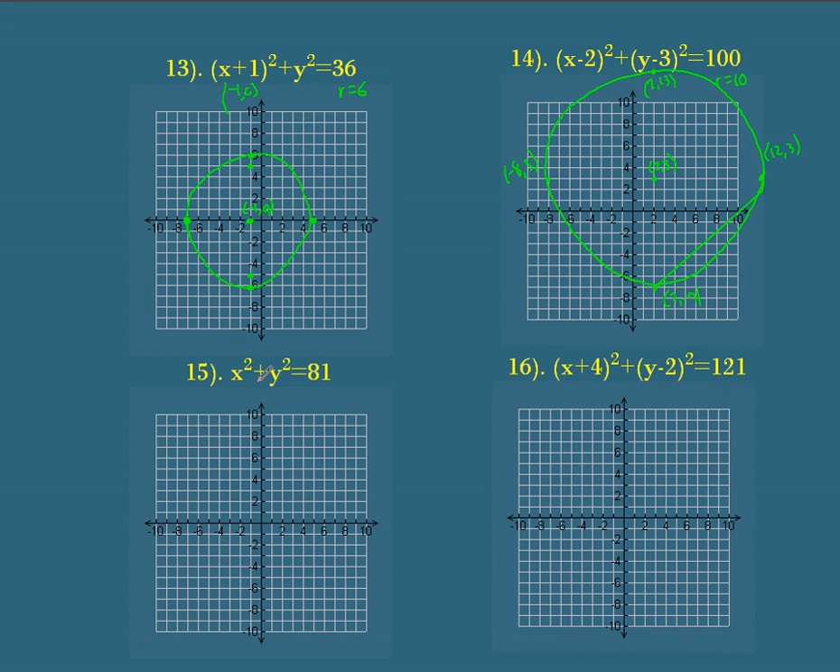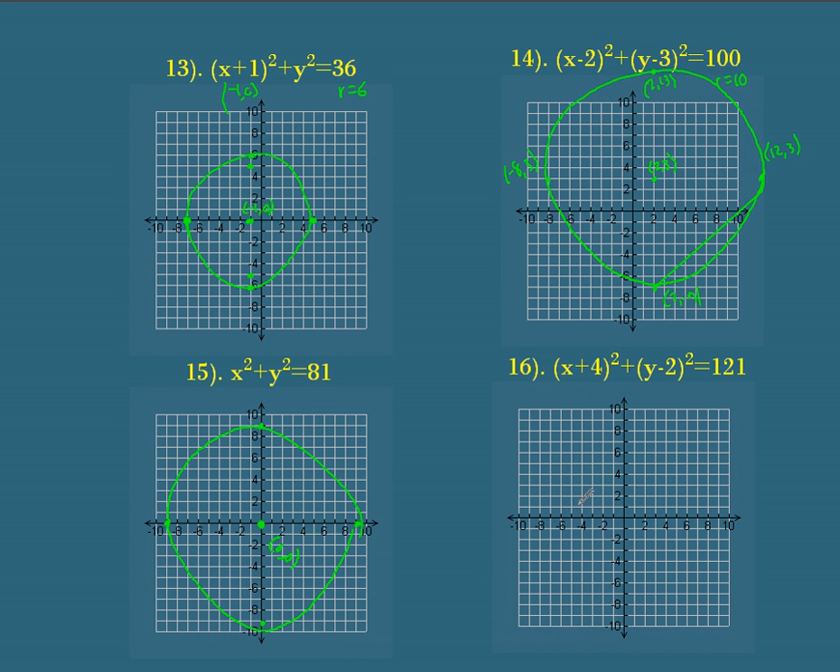Okay, this is at the origin, because I'm not subtracting left to right. My radius is 9. This is nice and easy. 9 in each direction. So 0, 0 for my origin, and then my 4 points connect like so.